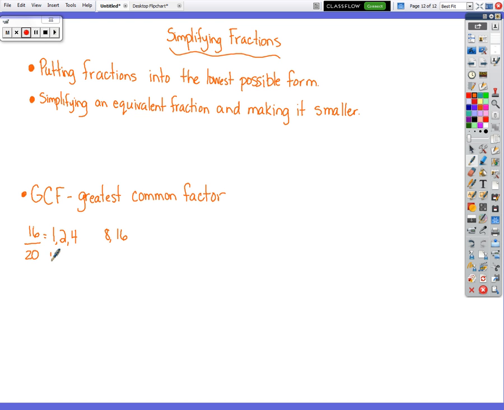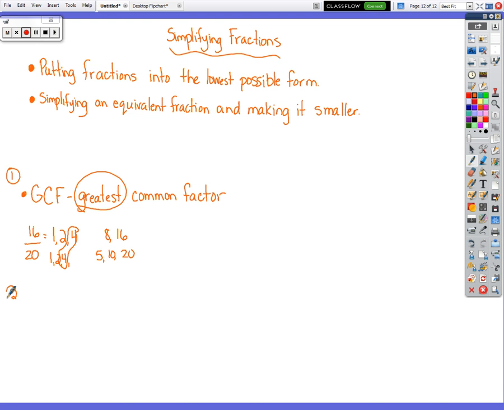Same thing with 20. 1 times 20. 2 times 10. 3 you cannot multiply. 4 times 5. And then I go to 5, so now I'm going backwards. So remember, we stop once we get to the other side. Now, when I look at this, I see two common factors. 2 is common in both, and 4 is common in both. The key word is greatest. So 4 is my greatest number.